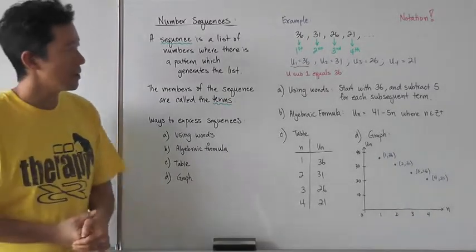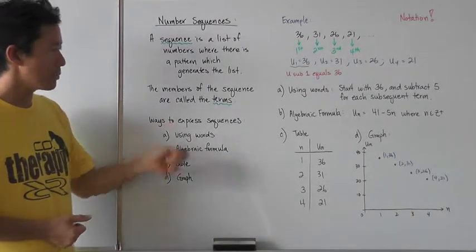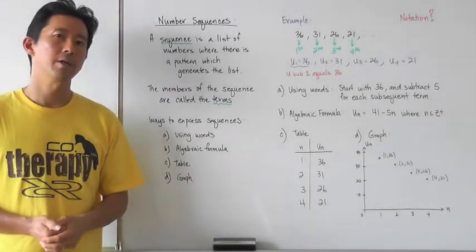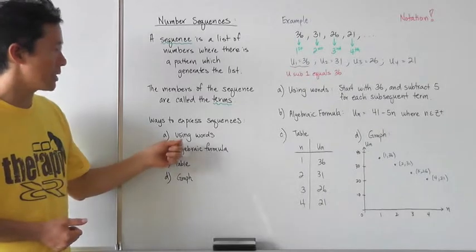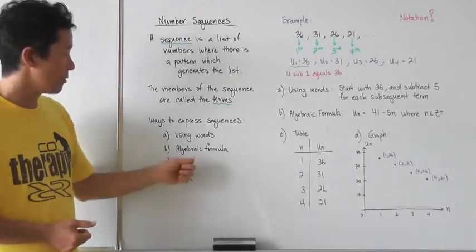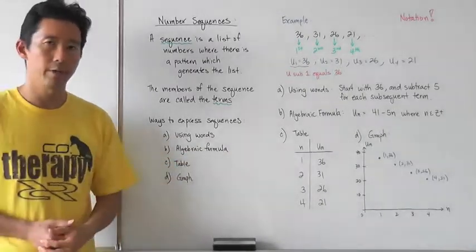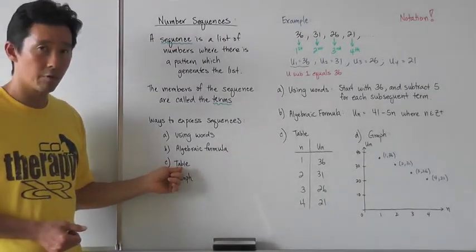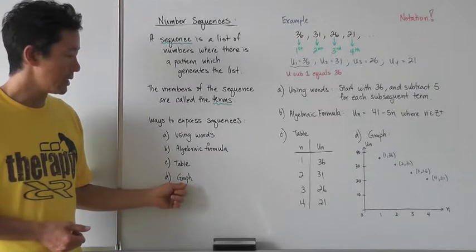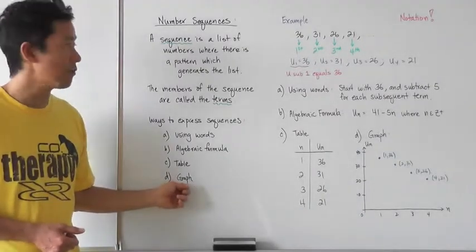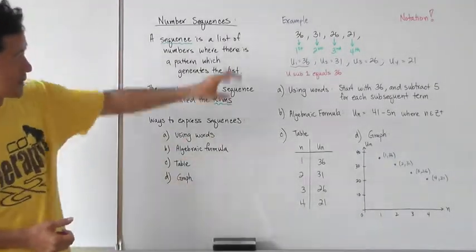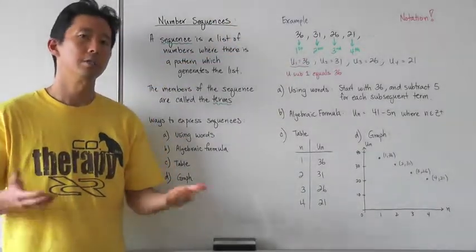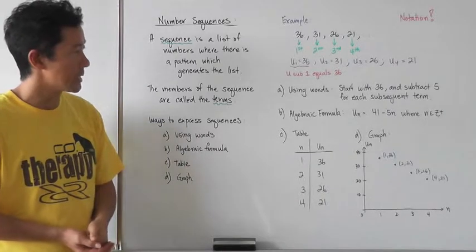So what we want to do then is we also want to be able to express sequences. Now, how do we go about doing that? There's four particular ways in which we can do that. One, we can express it using words, or we can use an algebraic formula, or we can express the sequence in a table form, or actually take a look at it in its graphical form as well. So let's take a look at this particular example and see how we can use words to express what this sequence is.